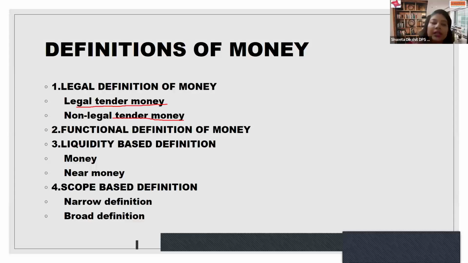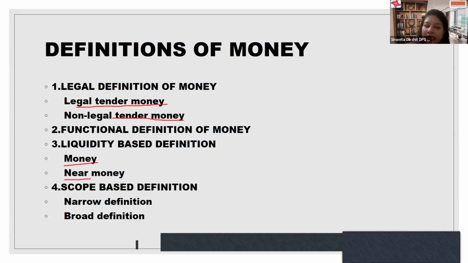Then comes the functional definition, which I had already explained to you in the first slide. Now, based on liquidity, money is everything which is acting as money. As you know, coins and currencies are money. What is near money? There are certain things which do not have complete liquidity. Money is very liquid. If you give a 500 rupee note to a shopkeeper, the shopkeeper can give that 500 note to the person standing next to you. So money is very liquid.